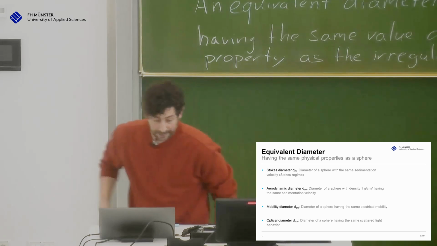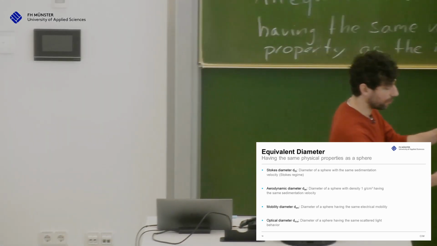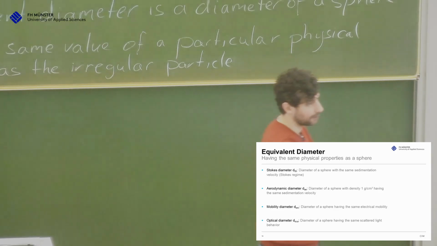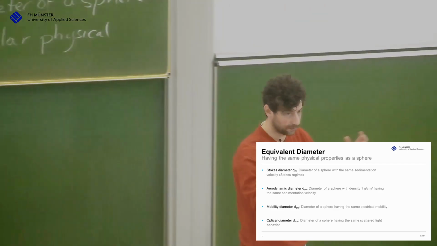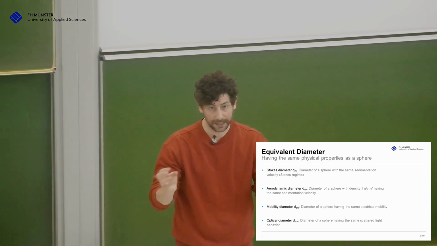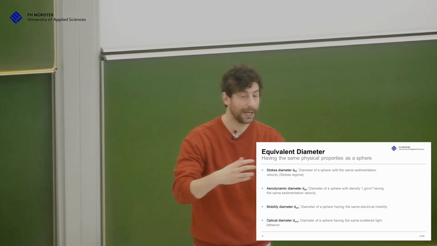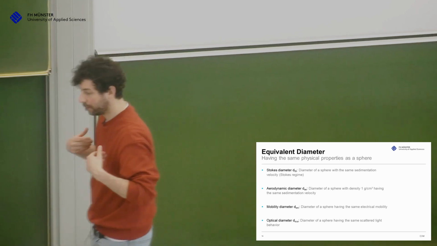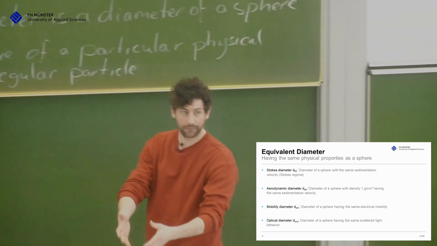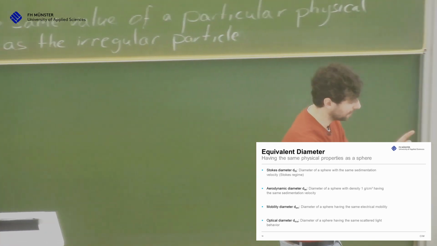So we have the mobility diameter. The mobility diameter means you have an aerosol, and you're charging the aerosol, okay? So it goes somewhere through an area where you have a lot of ions. The ions go to the surface and the particle is charged, and then these charged particles go into a chamber with an electric field. And based on the behavior in the electric field, you can take their size.